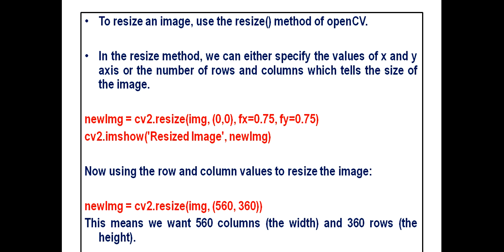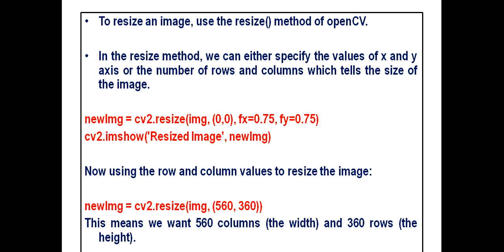See this red colored code. New image is equal to cv2.resize(image, (560, 360)). Now what is this 560 and what is this 360? 560 denotes the number of columns we want in the resized image, and 360 is the number of rows. This means we want 560 columns as the width of the resized image and 360 rows, that is the height of the resized image. I hope this portion about this method is clear to you.